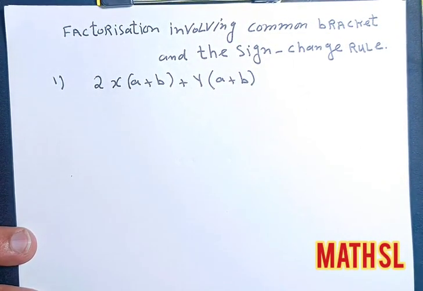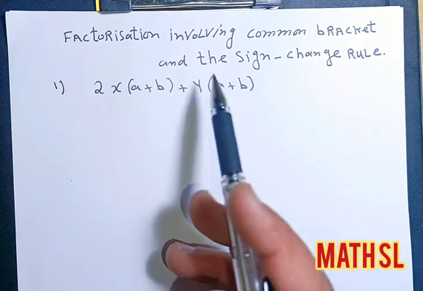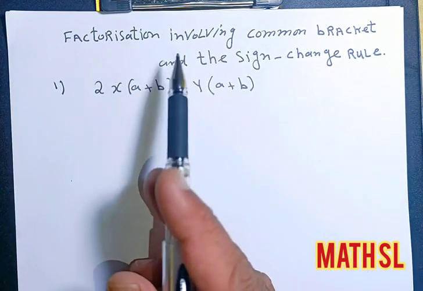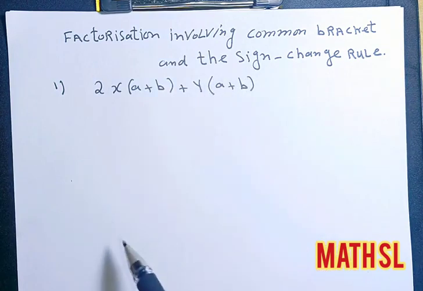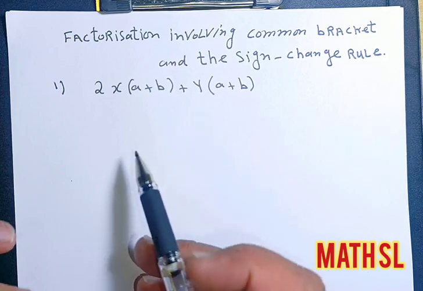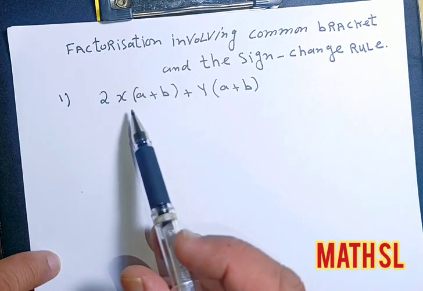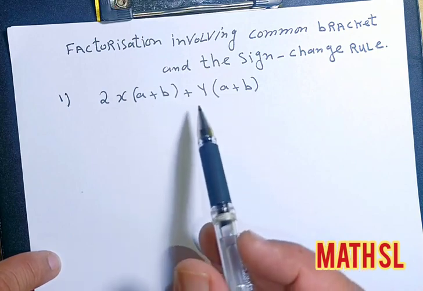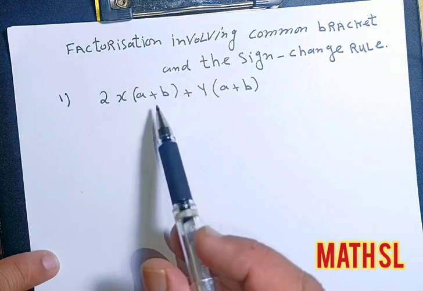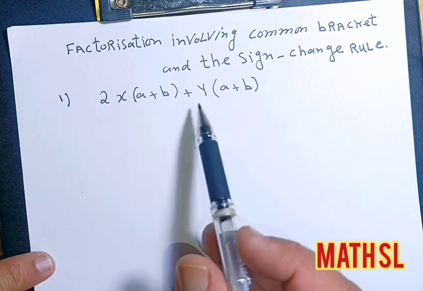I'm Thaqib Latif. Now we're going to do factorization involving common brackets and the sign change rule. How to do this one? This is a question we have: 2x(a + b) + y(a + b). In here, there is a common bracket.